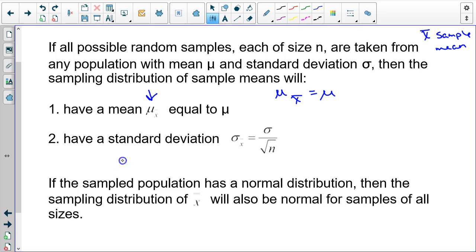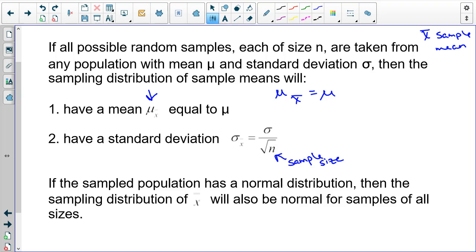Okay, if you have a standard deviation of sigma for your population, then your standard deviation for your sampling distribution is going to be equal to sigma of x bar equals sigma over the square root of n. Now, n is your sample size, not the number of samples you take.